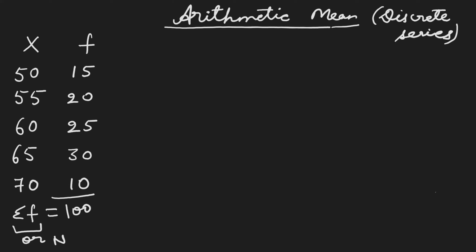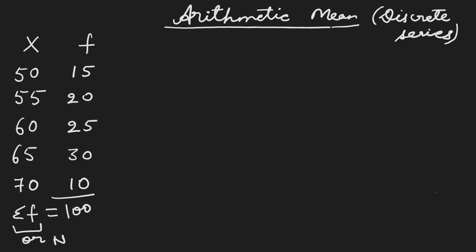Now we will try to solve the same question by another method, that is shortcut method, and you will be amazed to see that by using different methods you will get the same answer. Earlier we have used direct method, next we will use shortcut method or assumed mean method. Both the methods will give the same answer.